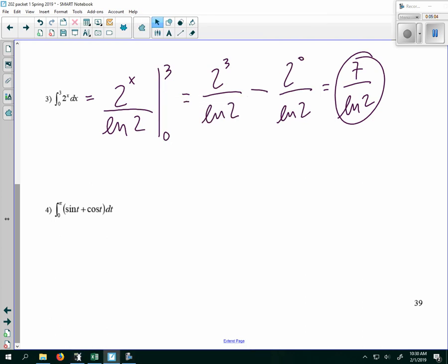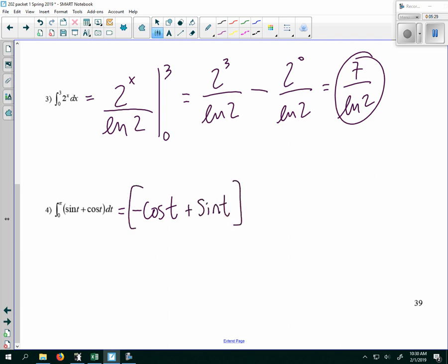Number 4, the integral from 0 to pi of sine t plus cosine t dt. Start by finding an antiderivative. So I need a function whose derivative is sine of t. So that would be, well, the derivative of cosine is negative sine, so I need negative cosine. And then a function whose derivative is cosine is sine. And I need to evaluate that from 0 to pi.